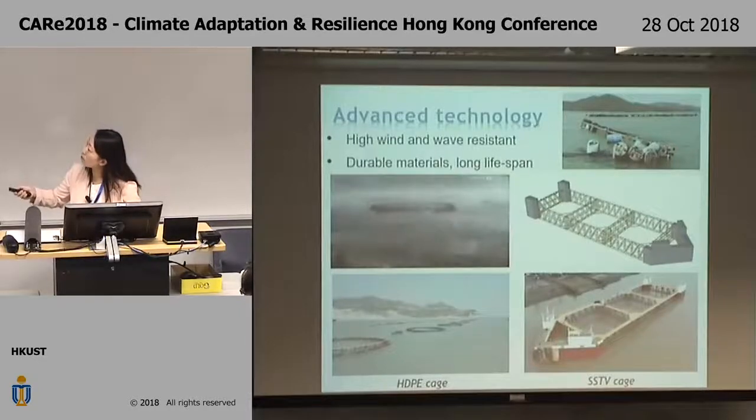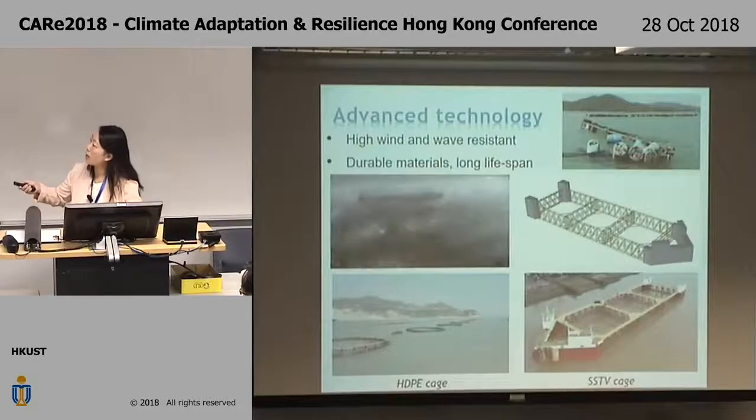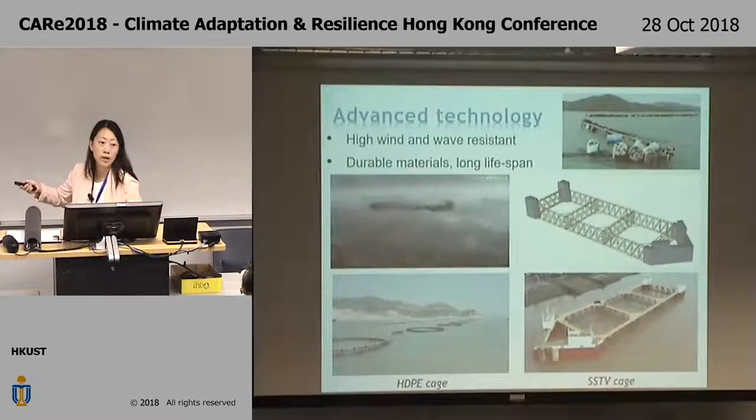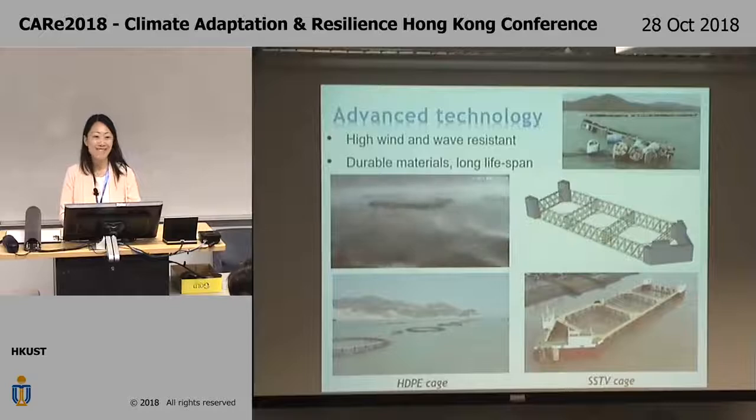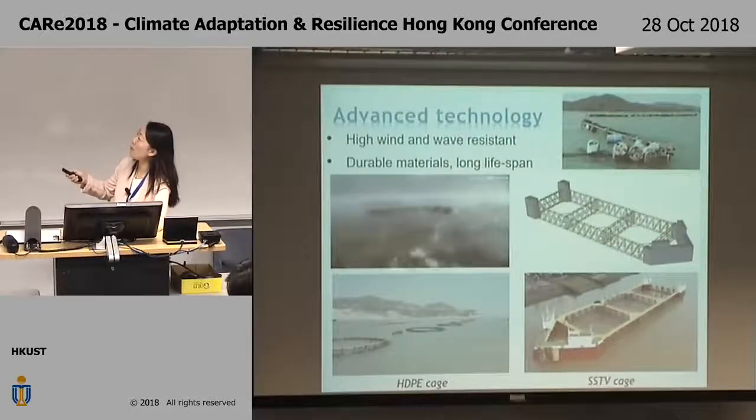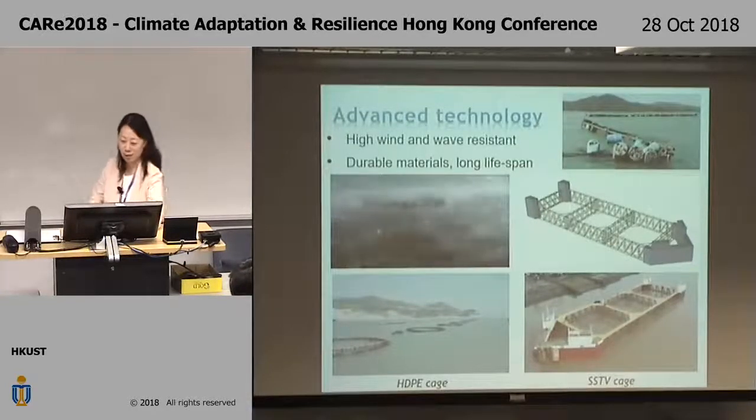You can see from the video here, it was taken during a typhoon, Typhoon Hato, hitting one of the Zhuhai fish farms. After the typhoon passed over, all the fish cages were good. So we're hoping we are not seeing this in Hong Kong anymore in the near future.